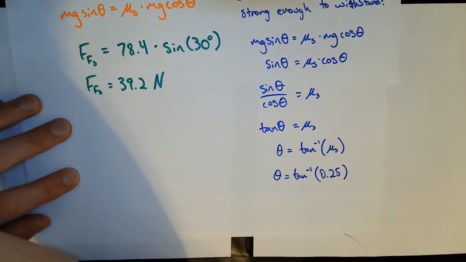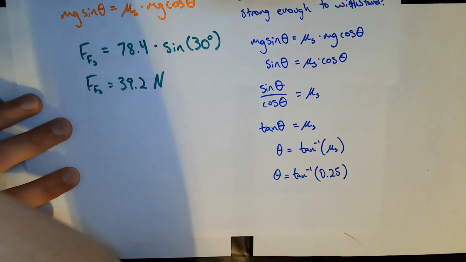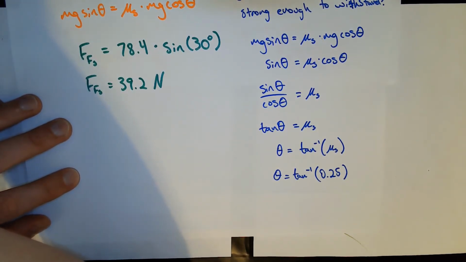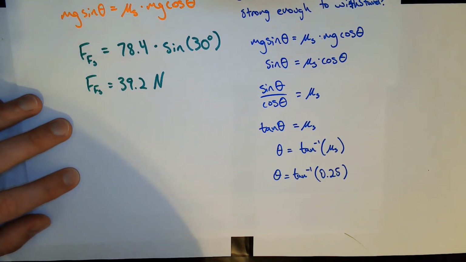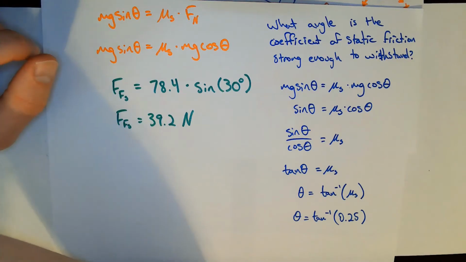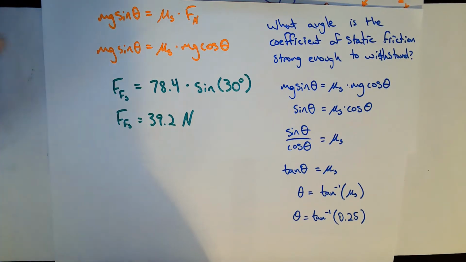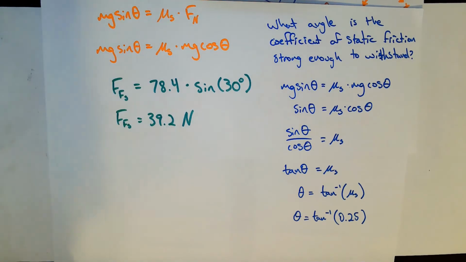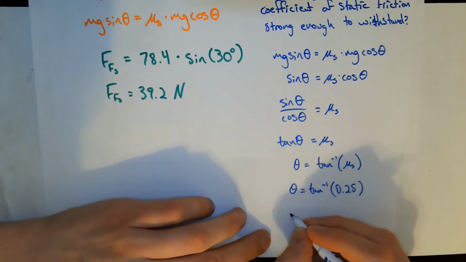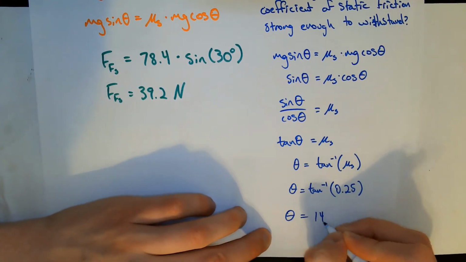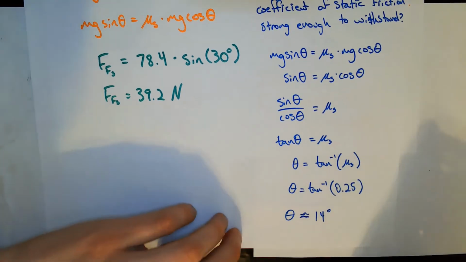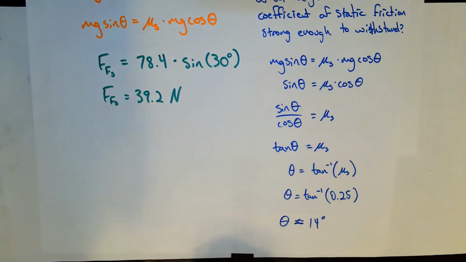In degrees. Let's see, I'm in degrees. I hope it doesn't give me a weird answer. Okay, so I calculated it. It does give me a weird answer, but I think I know what's going on. So theta is roughly 14 degrees, approximately. So what does that mean? Because obviously the angle I gave was bigger.